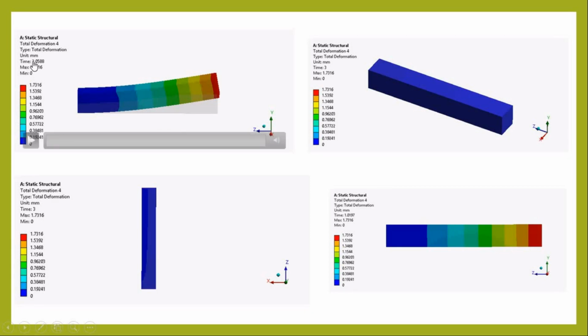So now if you see here, time is 2, and if you play this, it is showing from 2 to 3. So it means it is load step 3, and our load step 3 is z direction loads. So you can see it is moving, it's trying to push like that.